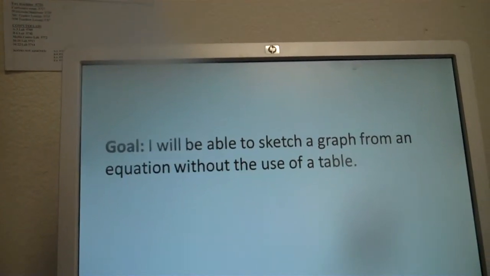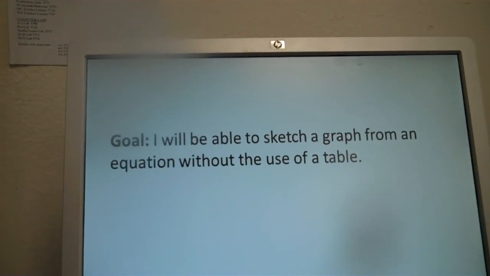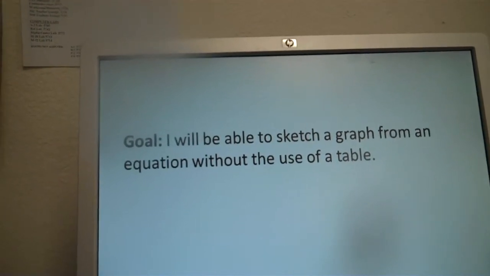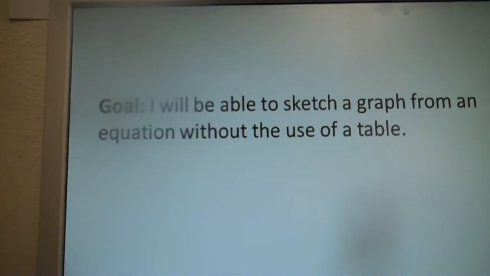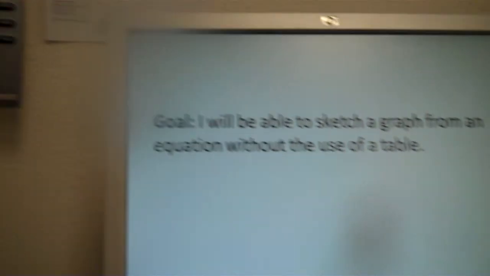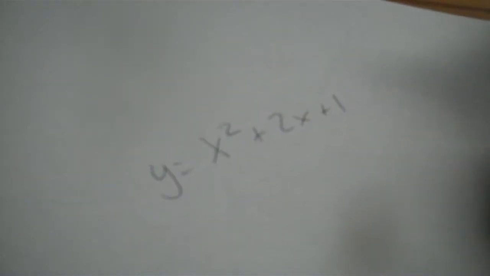Your goal for today was to be able to sketch a graph, given an equation, without the use of a table. The equations for these quadratics typically look something like this: if we have y equals x squared plus 2x plus 1, that's the equation I'm talking about, and you should be able to sketch the graph that goes with it.